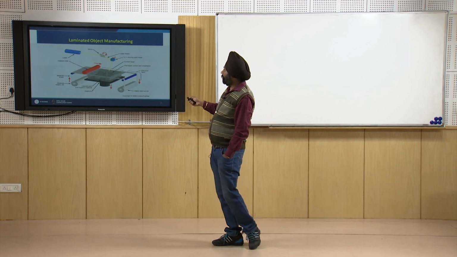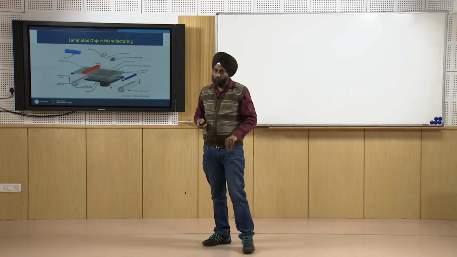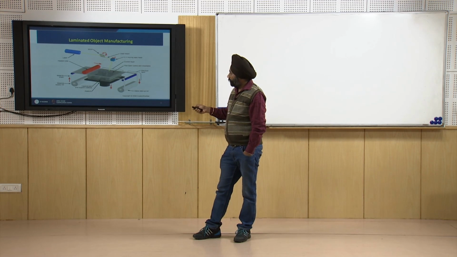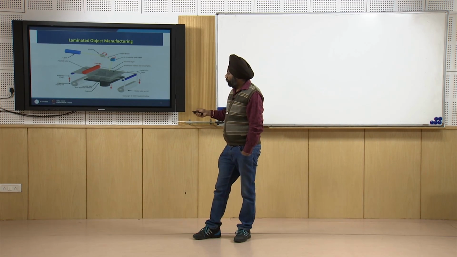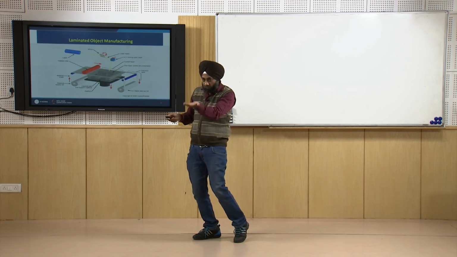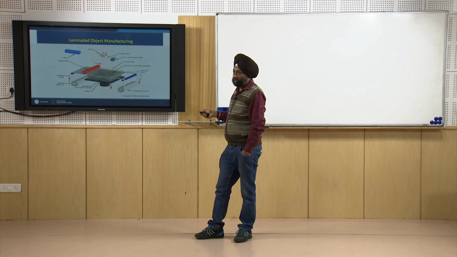So in laminated object manufacturing, again we need a CAD file of the shape that we want to produce. We need a laser system for cutting the sheets into the desired shape. We need a platform for controlling the Z dimension of our prototype, and X and Y will be taken care of by the laser only. There is a waste take up roll in which the used material will be collected, and this is the raw material, which is a material sheet.